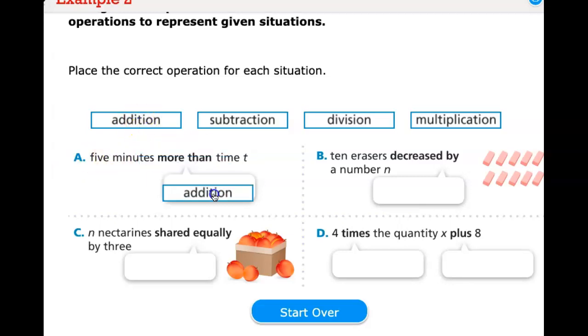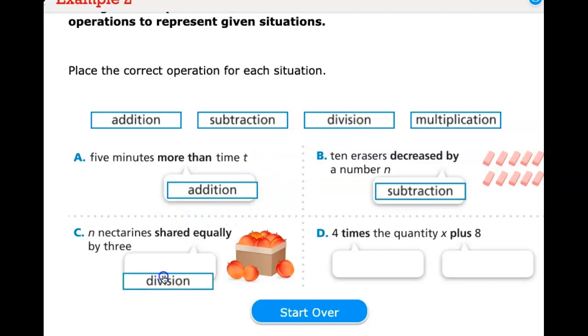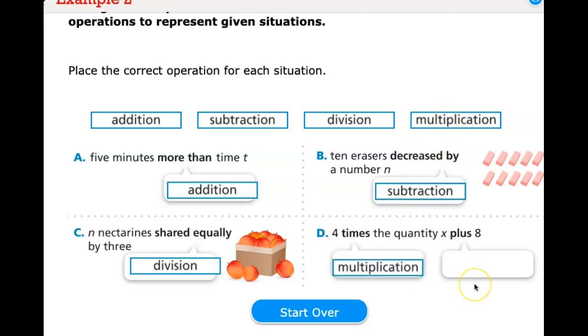Vicky, what operation represents letter B, which says 10 erasers decreased by a number n? Subtraction. Briar, letter C, n nectarines shared equally by 3. Division. And the last one, 4 times the quantity x plus 8. Ayman? Multiplication. The first one is multiplication, and there's another one. And then addition. Right. You guys are good with that.